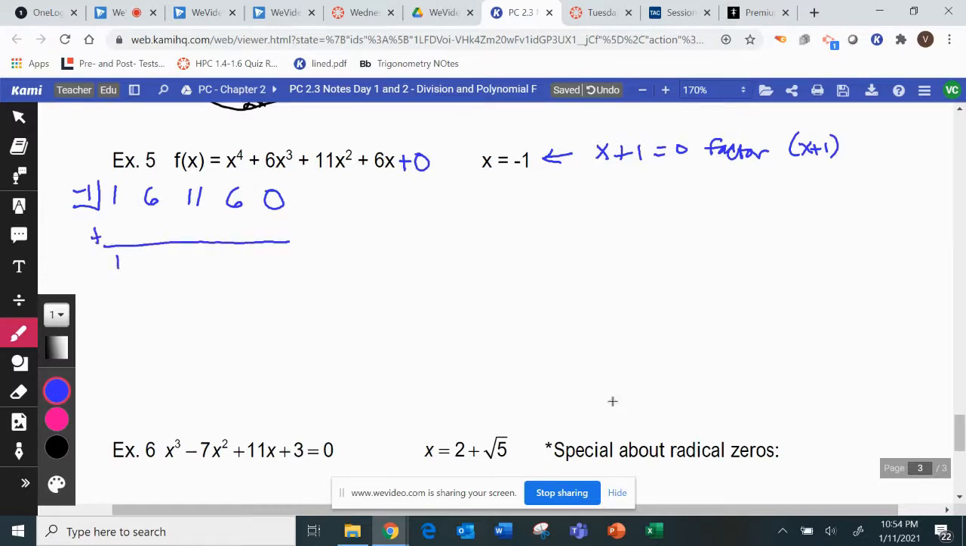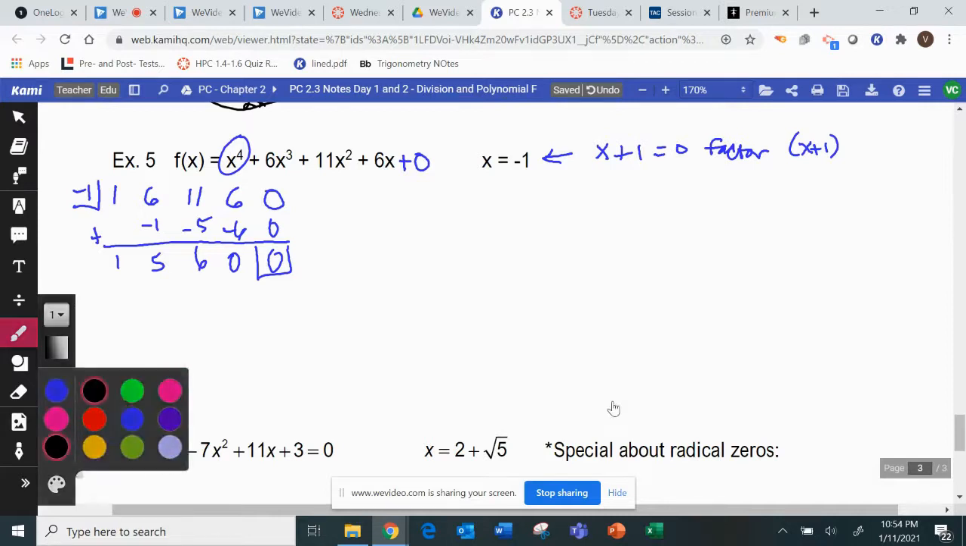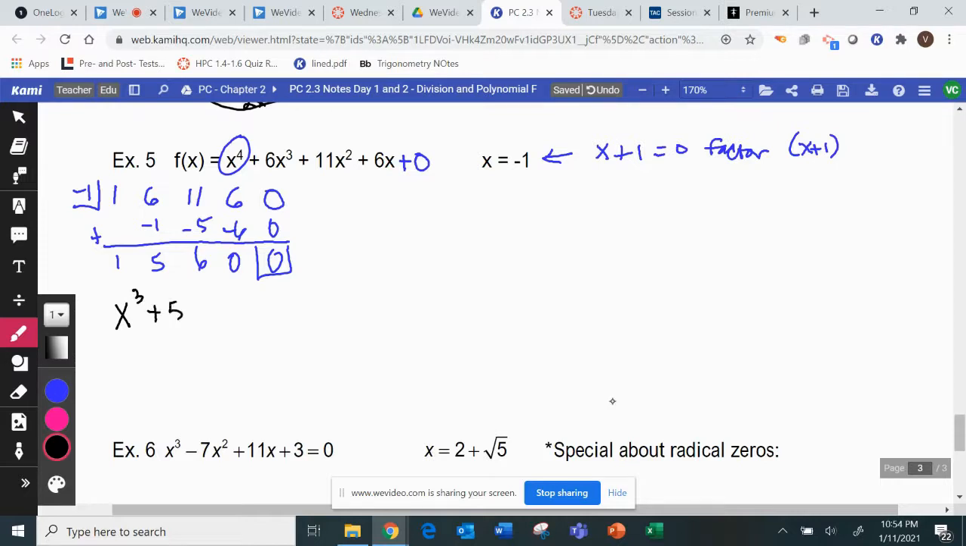So I'm going to add this up. 1, -1, 5, -5, 6, -6, 0, 0, 0. Okay, so it was a degree of 4. We're going to go down 1 degree. So now I'm left with x to the 3rd plus 5x to the 2nd plus 6x, and then there's no constant. And then this is what we have to factor by hand.